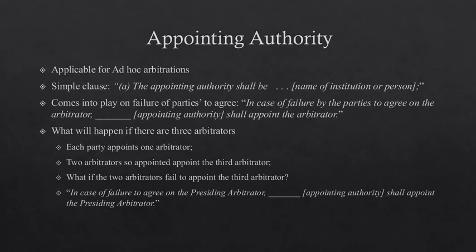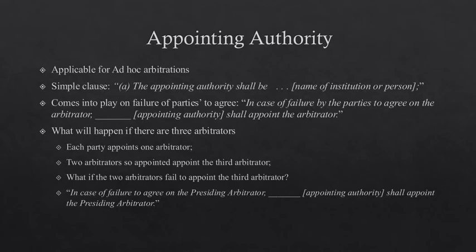If you have not chosen UNCITRAL rules for your ad hoc arbitration, you could simply state, in case of failure by the parties to agree on the arbitrator, so and so shall be the appointing authority. Or alternatively, you could simply state, in case of failure by the parties to agree on the arbitrator, dash shall appoint the arbitrator. Note that these clauses that we discussed just now are for a sole arbitrator.